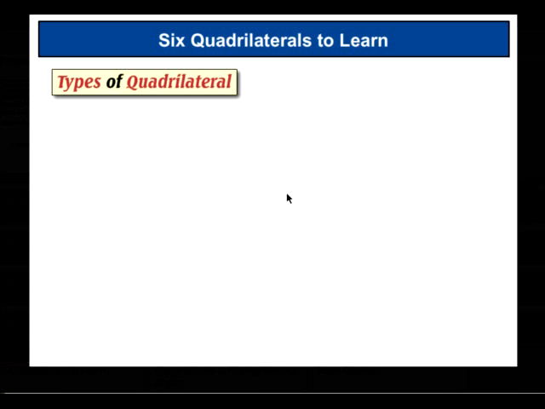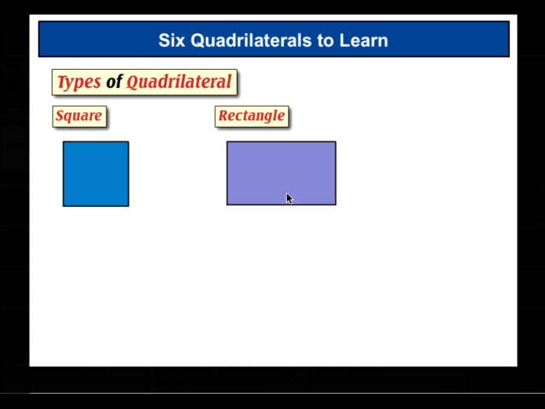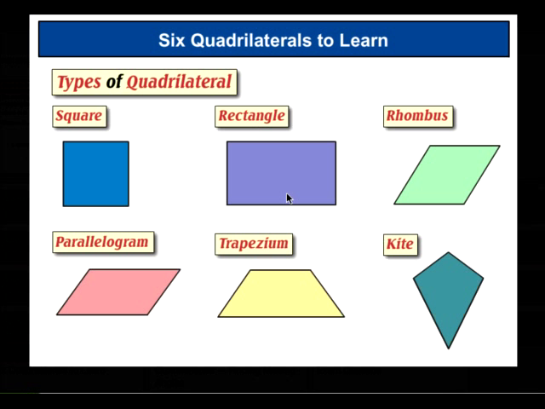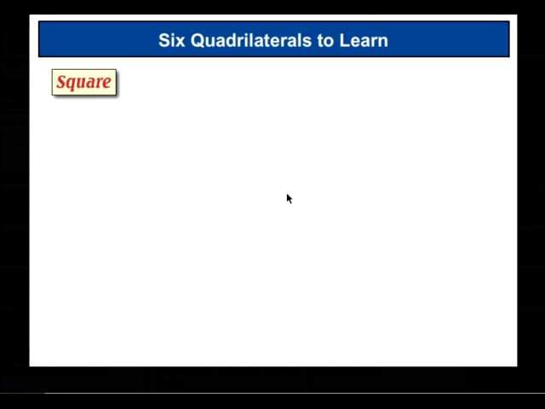Triangles, 3 sides. Quadrilaterals, 4 sides. There are 6 types of them that you need to know. I am a little bit excited. Right, here we go. Square, rectangle, rhombus, parallelogram, trapezium, and kite. Let's start with the square.